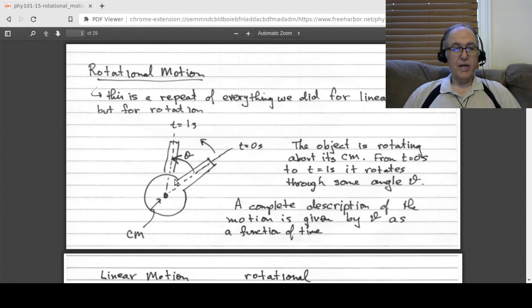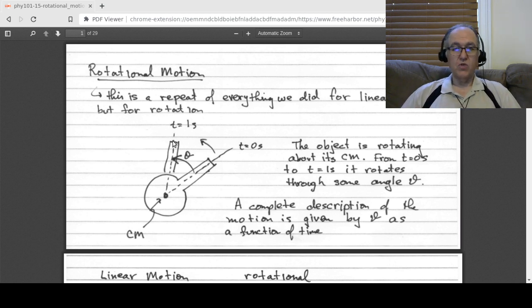What I'm trying to indicate here is an object. I don't even know what this object is. It's like a circle with a little handle on it. As this thing rotates around its center of mass, where I put the dot and called it CM for the center of mass, you can see the handle is in one position at one time, and then in another position at another time. Now, I'm not showing in this diagram the motion of the center of mass, because that would make life complicated.